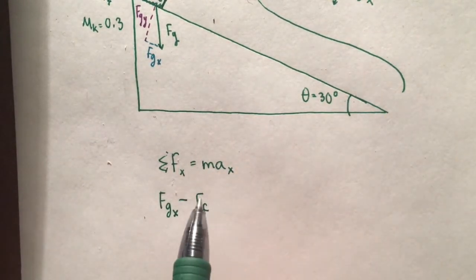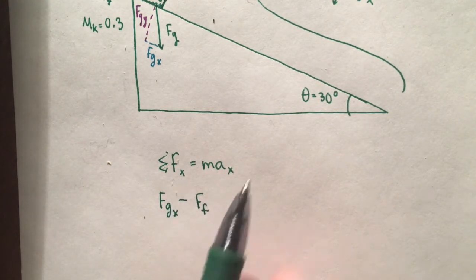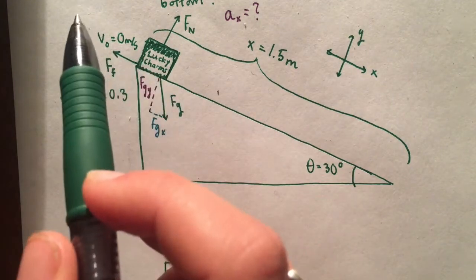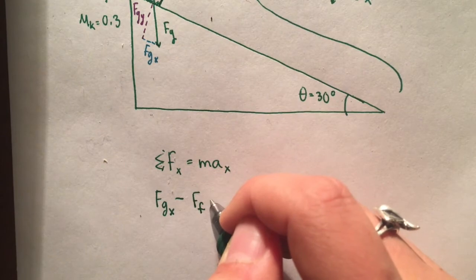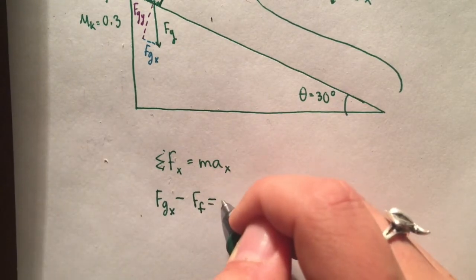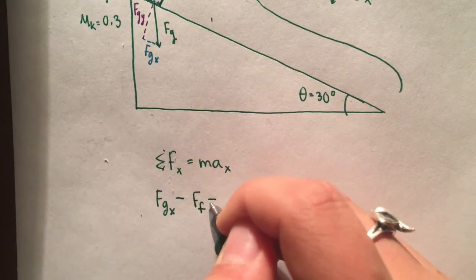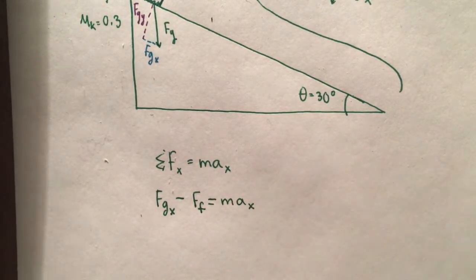The reason friction is negative is because it is acting up the plane, which is the direction of our negative x-axis. If down the plane is the positive direction, then up the plane is the negative direction, which you can see by the axes we drew at the beginning. All right, there are no other forces acting along the plane, so that is equal to the mass times the acceleration in the x direction.